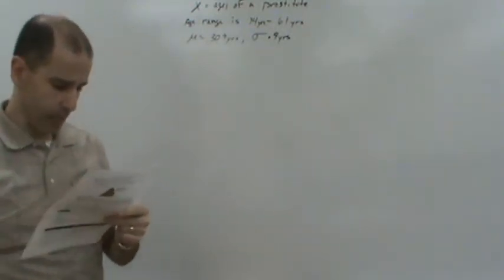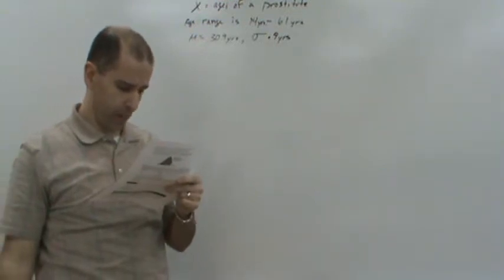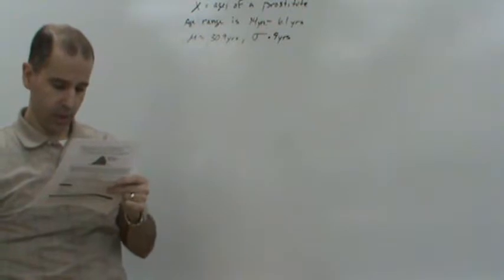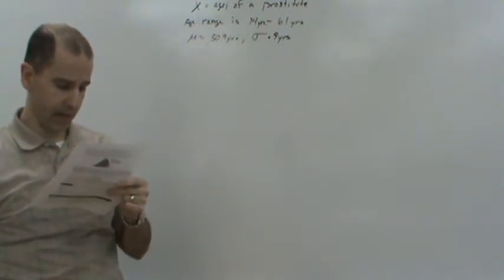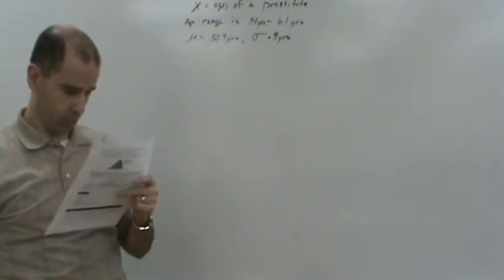Now, it says, in a sample of 25 prostitutes, what is the probability that the average age of the prostitutes is less than 35?